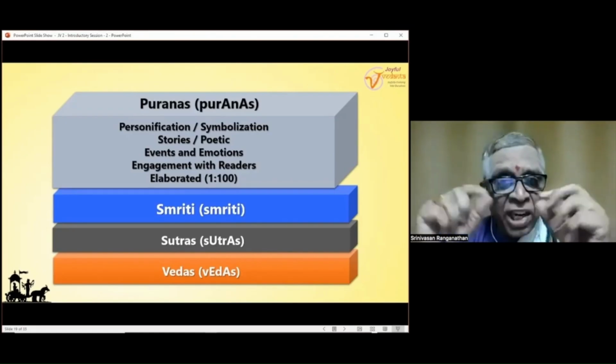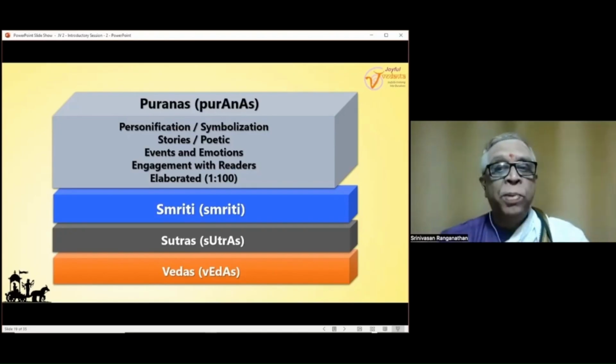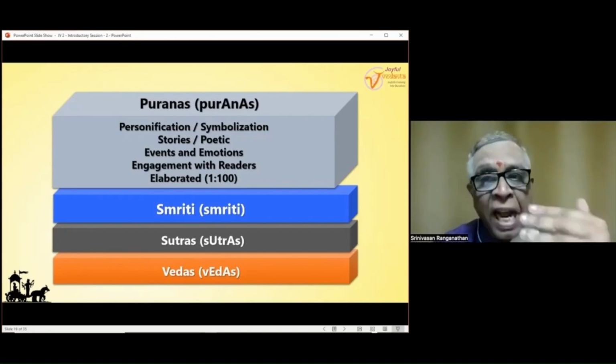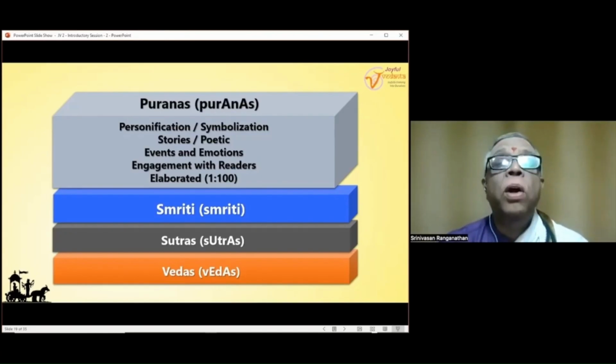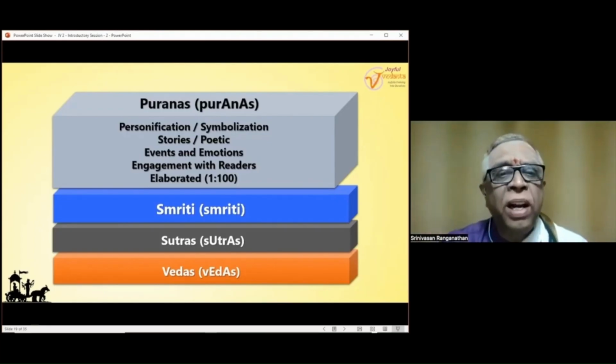It had huge engagement with readers, and it's elaborated 1:100. Remember, Smritis were elaborated 1:10 from the code. Here it is almost elaborated 1:100, right? And these were the Puranas, and there are many Puranas.